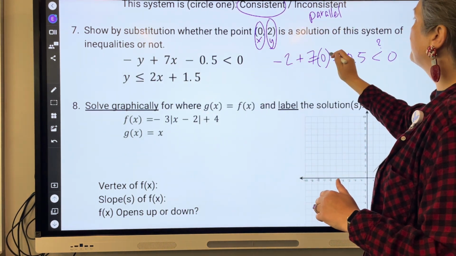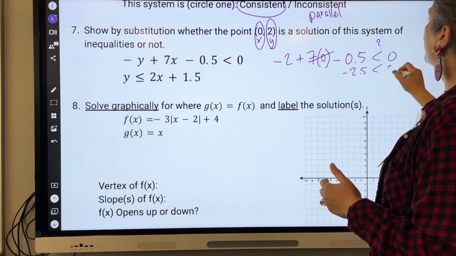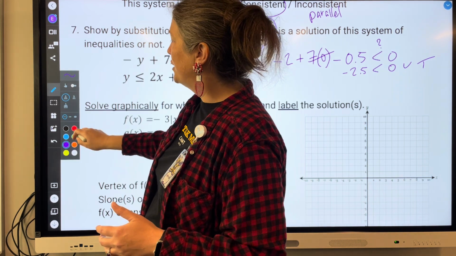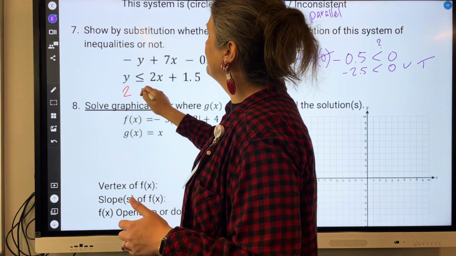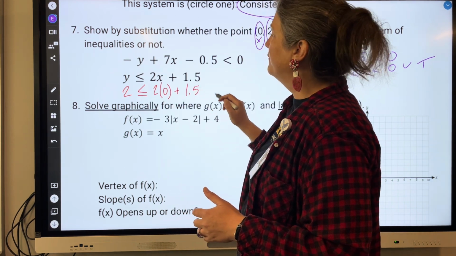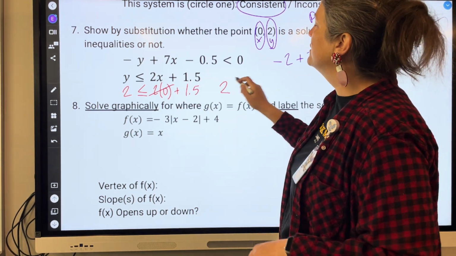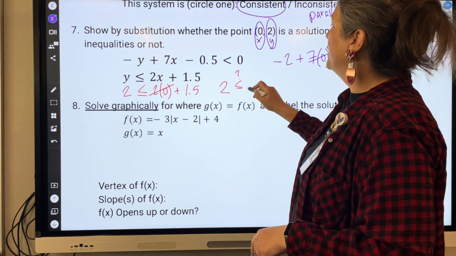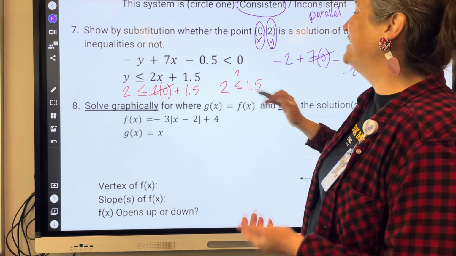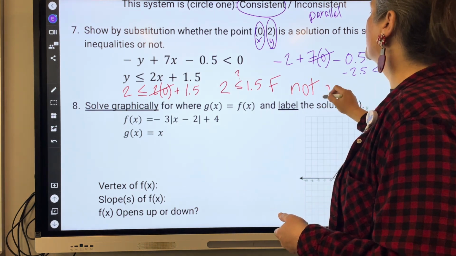So I'm going to simplify, that's 0. Negative 2 minus 0.5 is negative 2.5, which is in fact less than 0. That is true. Now I'm going to substitute into the other one to check whether it makes a true statement. 2 is less than or equal to 2 times 0 plus 1.5. Well, that goes away as 0, right? And the question is, is 2 less than or equal to 1.5? 2 is not less than or equal to that. That would have to be to the left of 1.5, and it is not. Since this is false, it is not a solution.